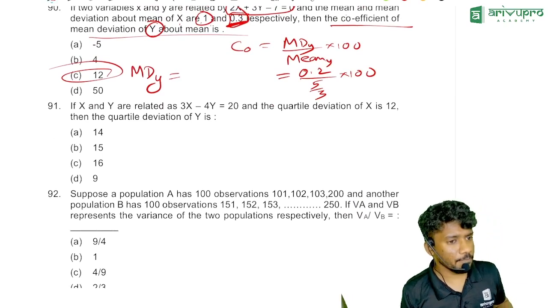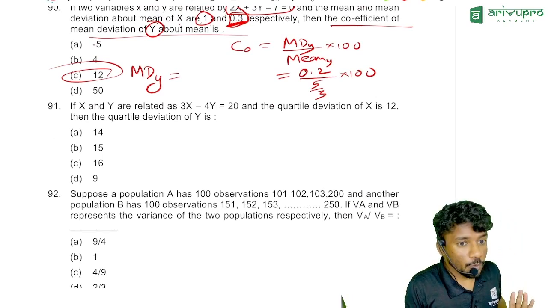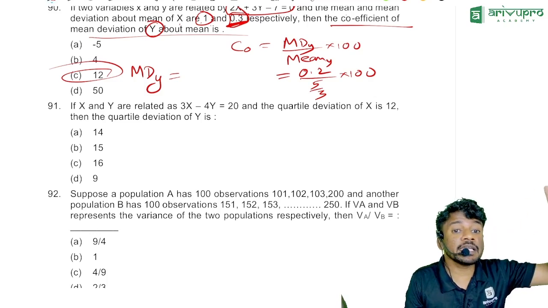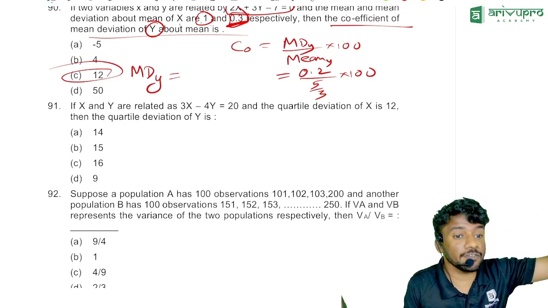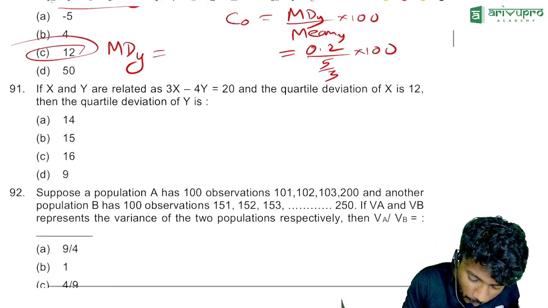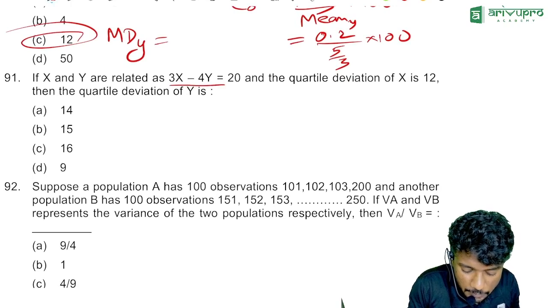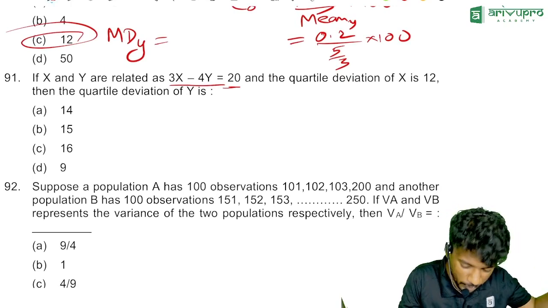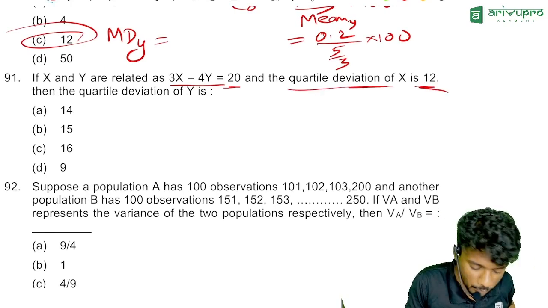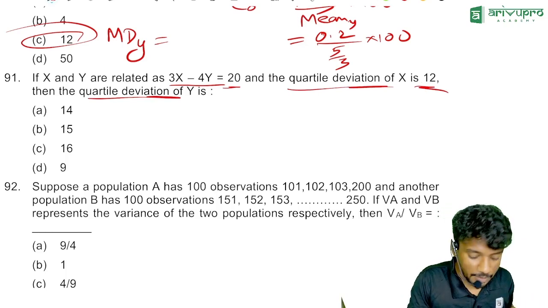How will you get it? Here, do you need to consider the 20? 20 is not needed, but we only know with respect to standard deviation. We don't know with respect to variance. So what is given here? X and y are related by 3x minus 4y is equal to 20. The quartile deviation of x is 12. Then the quartile deviation of y is how much? How will you find it?